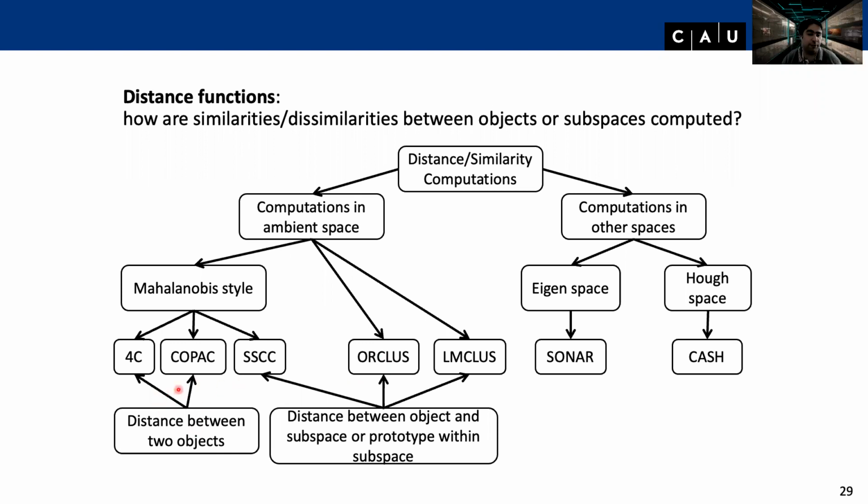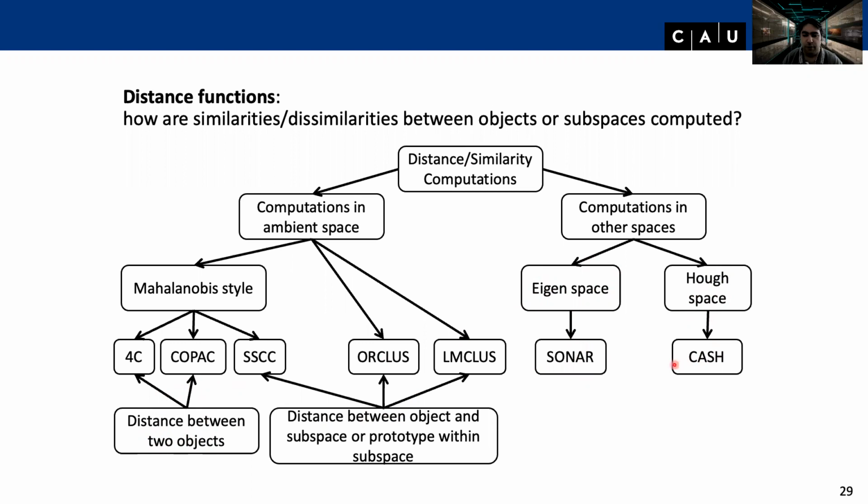And here for 4C and CoPaC, they compute distance between two objects, P and Q. Then we have, in eigenspace for the independent component analysis, ICA, we have SONAR, and in Hough space, the computations we have like CASH. So this is what we have here as a summary, so to speak.